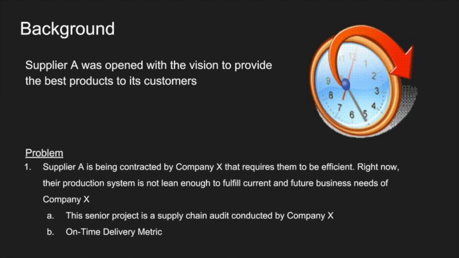Supplier A was opened with the vision to provide the best products to its customers. Supplier A's cycle time to manufacture products is very lengthy, and Supplier A also lacks a production schedule to accurately maintain WIP and inventory levels. Supplier A is being contracted by Company X that requires Supplier A to be efficient. Right now, Supplier A's production system is not lean enough to fulfill current and future business needs of Company X.